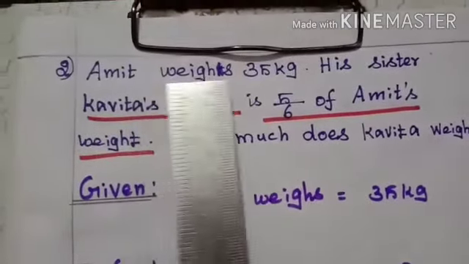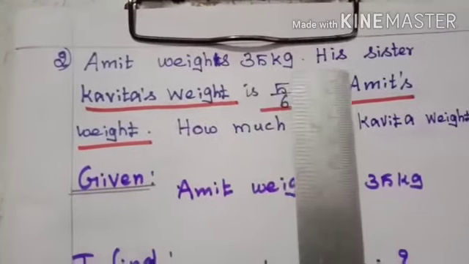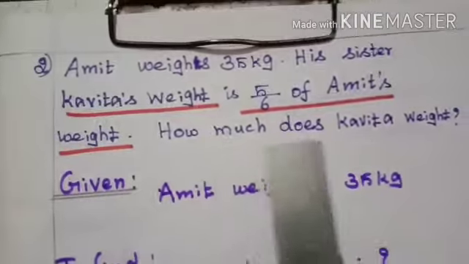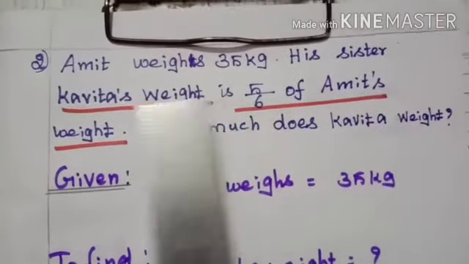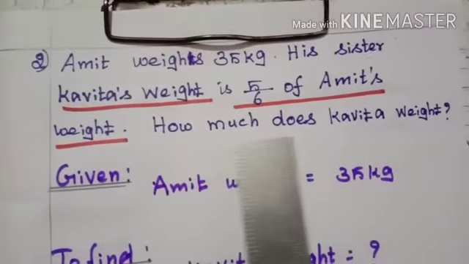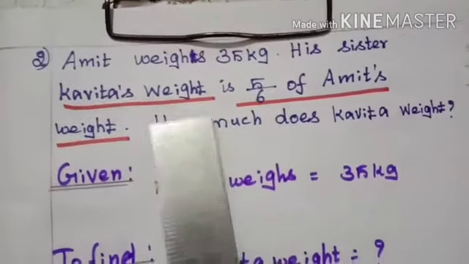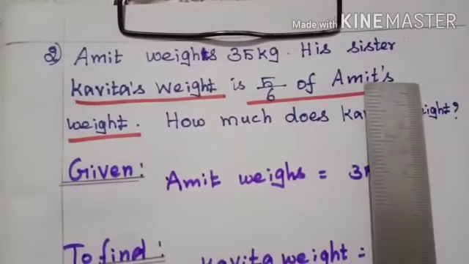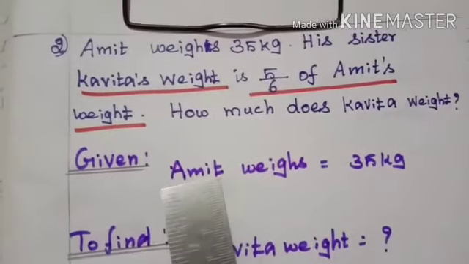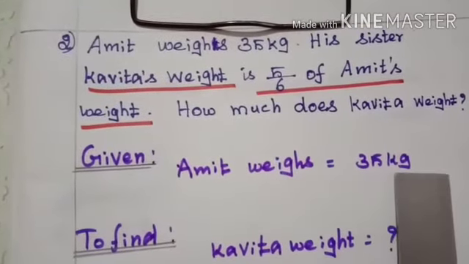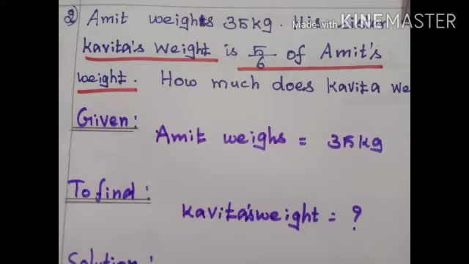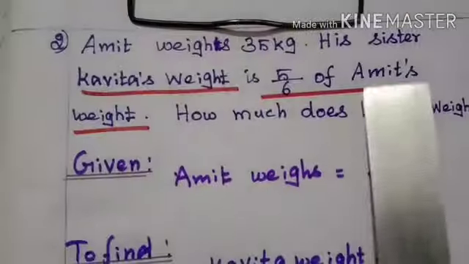Second sum. Amit weighs 35 kg. His sister Kavita's weight is 5 by 6 of Amit's weight. How much does Kavita weigh? Here Amit's weight is given. Kavita's weight is indirectly given as 5 by 6 of Amit's weight. So here the given Amit's weight is equal to 35 kg. We have to find out Kavita's weight. So to find is equal to Kavita's weight.